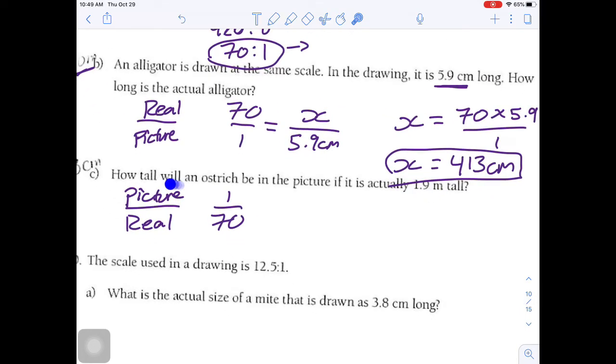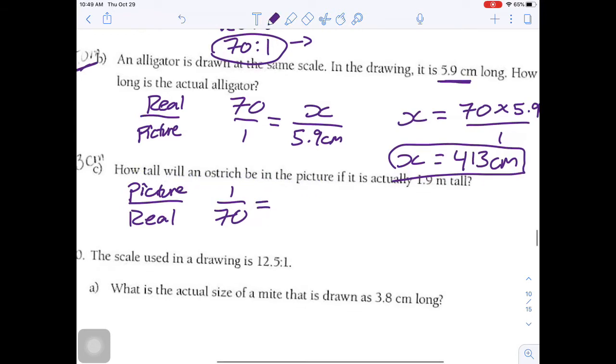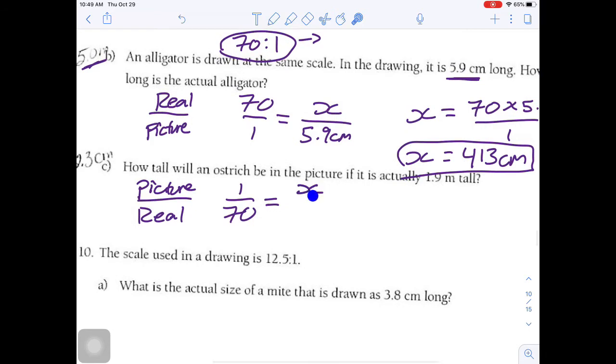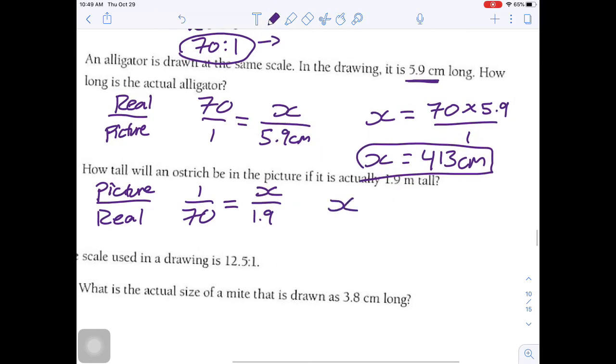So we're trying to figure out how tall an ostrich would be in a picture. So my top number, x, is what we're looking for, the picture, when the real image is 1.9 meters. Okay, and let's solve for that. So x will equal 1.9 times 1 dividing 70.